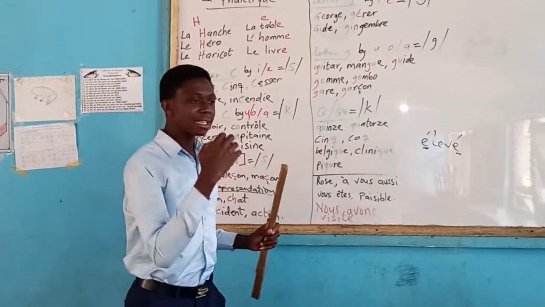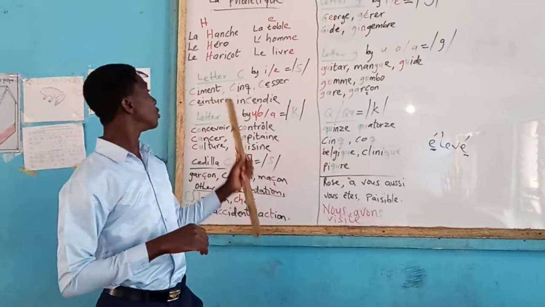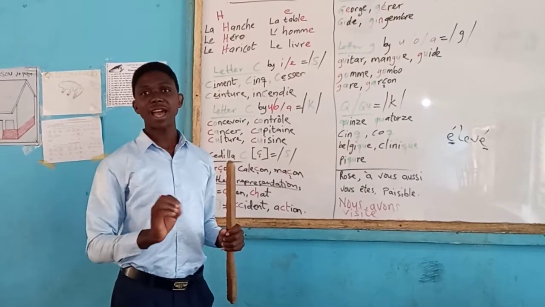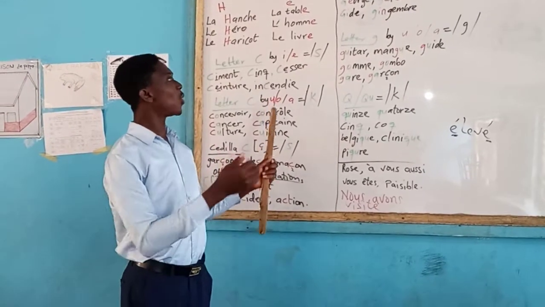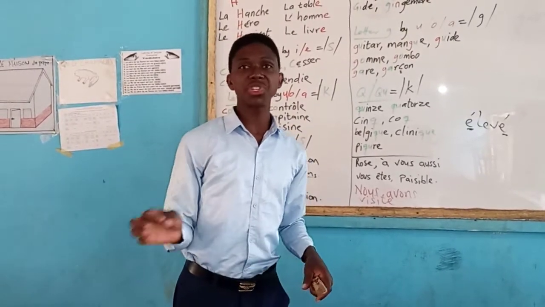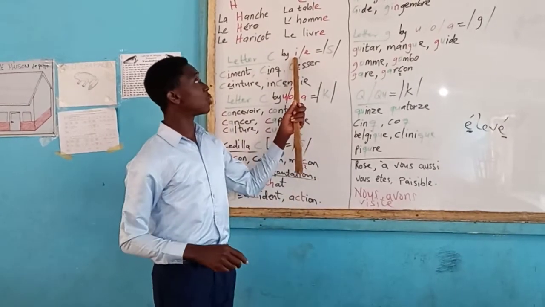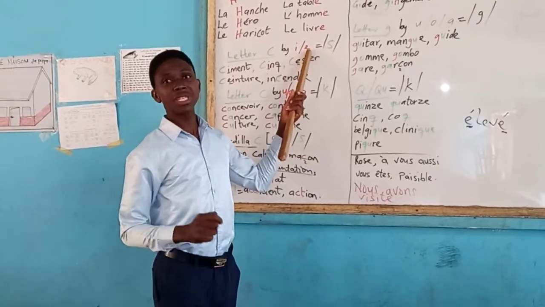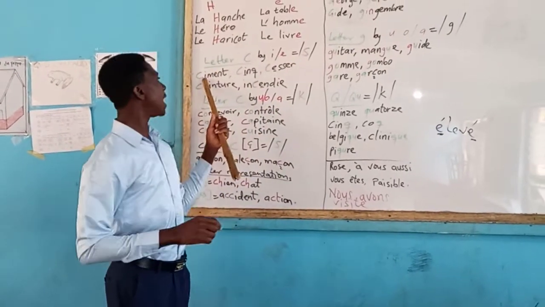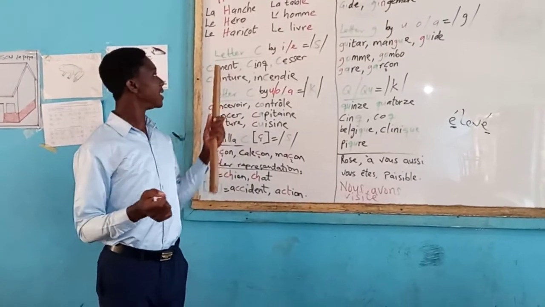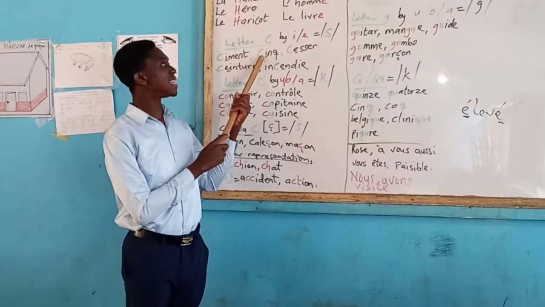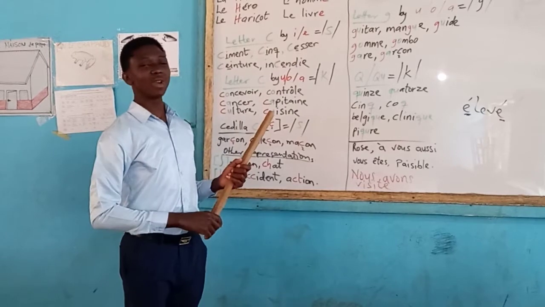Now another letter in the alphabet that I want us to look at is the letter C. The letter C in the alphabet alone is pronounced C, A, B, C. But when it is in contact with other letters in the word, the pronunciation changes. For example, when it comes into contact with I or E, the pronunciation is S. So we have le ciment, then we can have cinq. Now, can you try pronouncing this word?